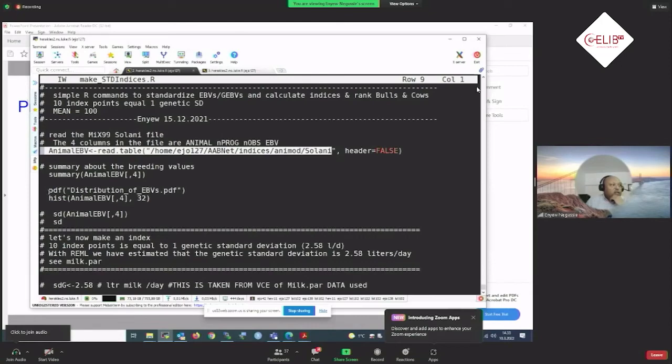I do a quick plot of the breeding values. So it should give me, as I've shown you, a normal distribution. If it is not normal, if it is too skewed or something, I should go back, because there is something seriously wrong, since in BLUP the assumption is a normal distribution.